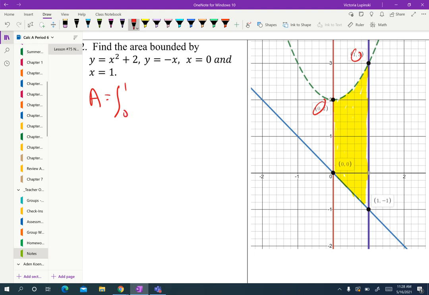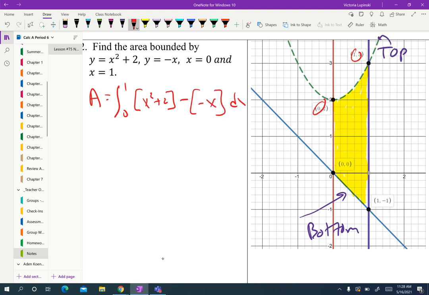Then again, you have to do the top curve minus the bottom curve. Hopefully you would agree that for that entire region, the top curve is always the green dashed line, where the bottom curve is always the line. So the top and the bottom do not switch, which makes it much easier to calculate. So you're going to find the integration from 0 to 1 of the top curve, which is x squared plus 2, minus the bottom curve, which is negative x. And then that entire thing should be dx'd.